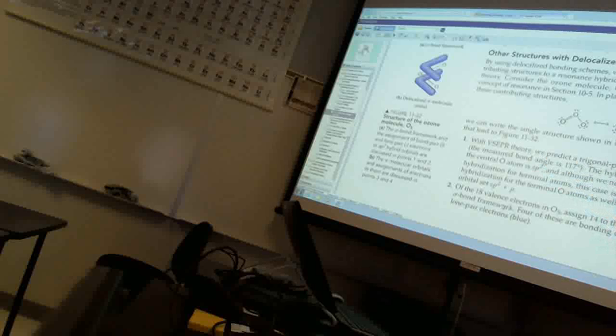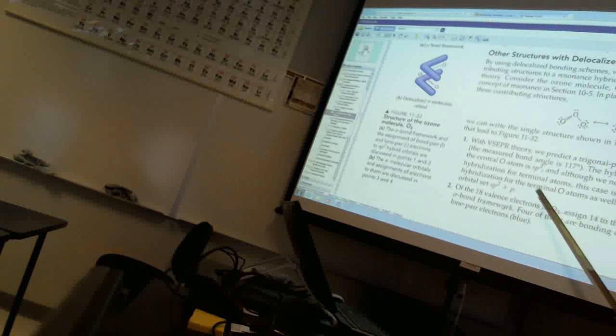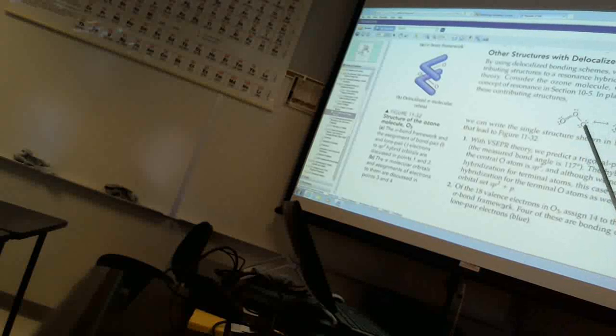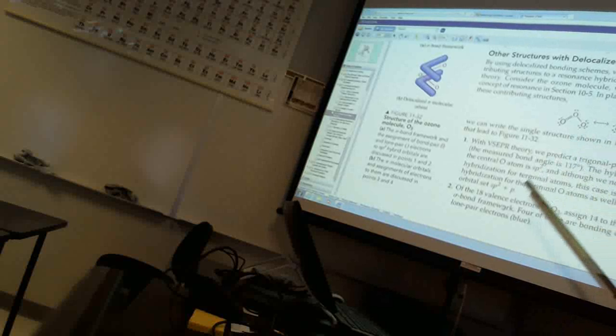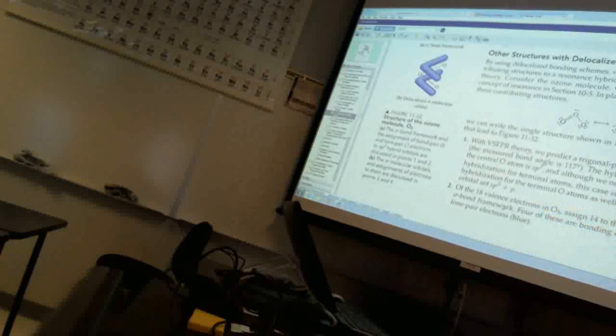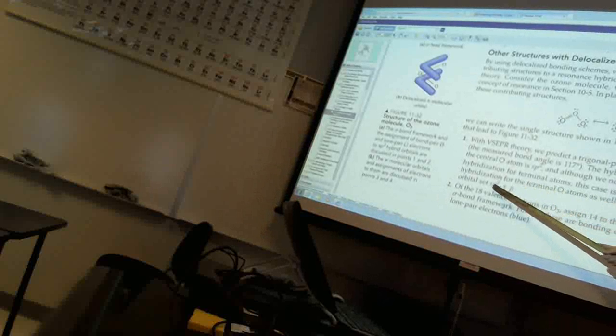With VSEPR, we predict trigonal planar electron group geometry. The hybridization scheme chosen for the central oxygen is sp2. And although we normally do not need to invoke hybridization for the terminal atoms, this case is simplified if we assume sp2 hybridization for the terminal oxygens as well. And so they're going to make this sp2 and this one sp2. Why are they making this one sp2? It should be sp3. Okay, we assume sp2 hybridization for the terminal oxygens as well, thus each oxygen atom uses the orbital set sp2 plus p.